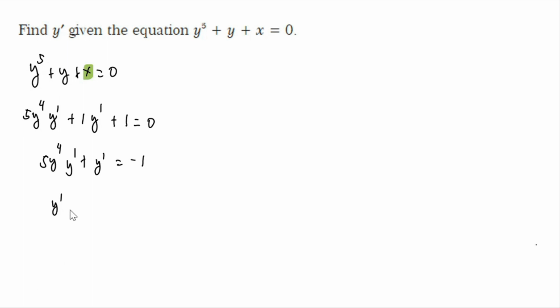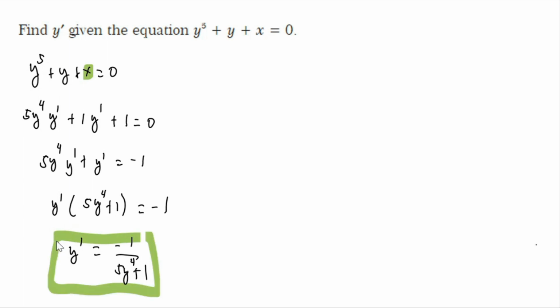So factoring out the y prime, we have now y prime times 5y to the fourth power plus 1. Because y prime divided by y prime is equal to 1, and the first term is 5y to the fourth power y prime divided by y prime, so cancel y prime. That's why we have 5y to the fourth power. So that is equal now to negative 1. Now to solve for y prime, we're just going to divide. So y prime is equal to negative 1 over 5y to the fourth power plus 1. So this is now the answer for that problem.